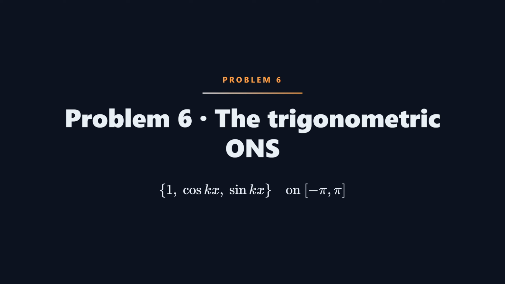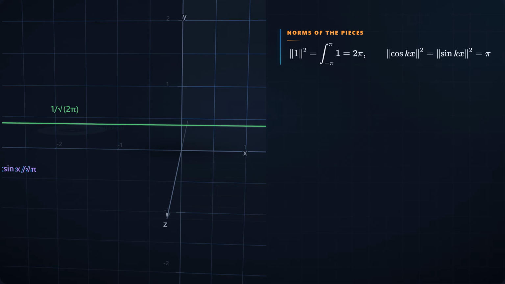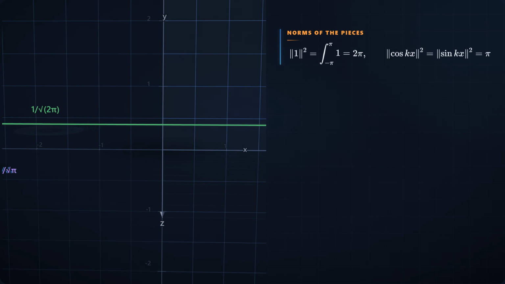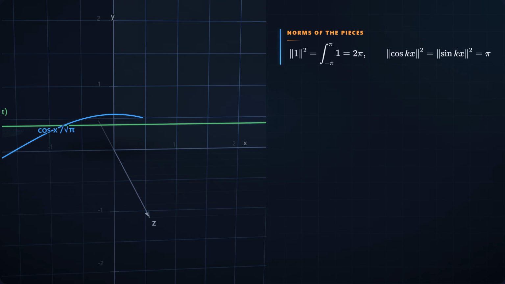Problem 6. The trig functions are orthogonal. Now make them orthonormal by dividing out their lengths. Pause and find the constants. First, the lengths. The constant 1, squared and integrated over minus pi to pi, is just the width, 2 pi. Every cosine kx and sine kx has norm squared pi, from the same cosine squared computation as before.